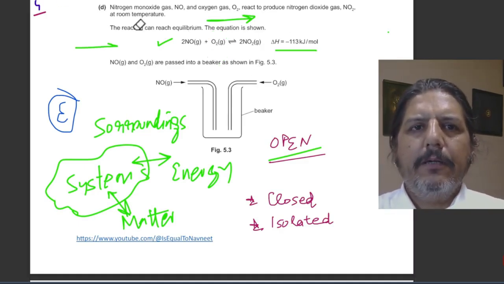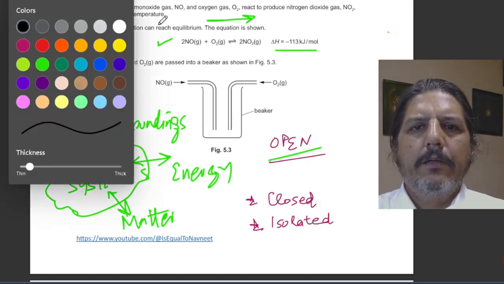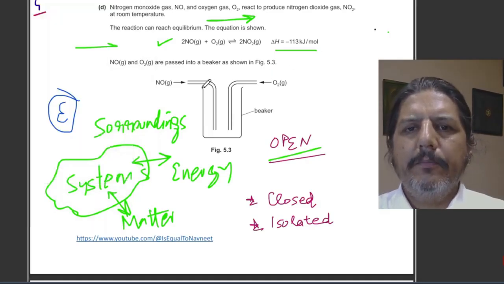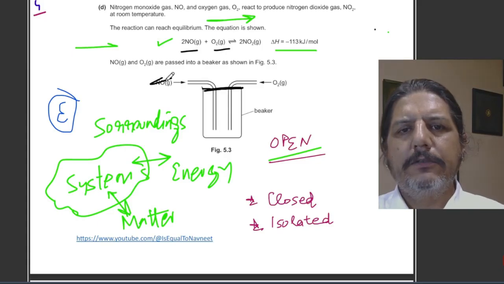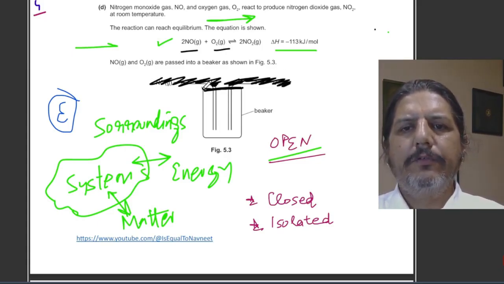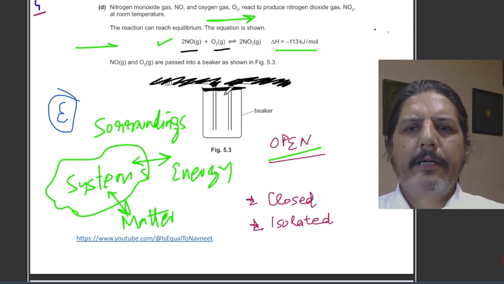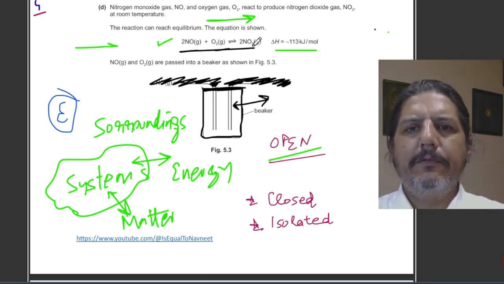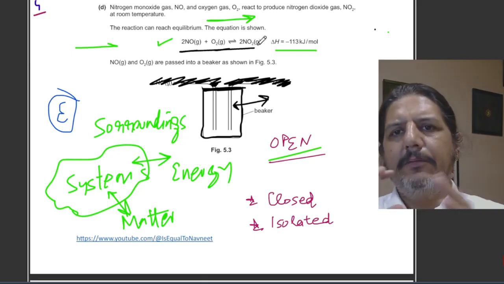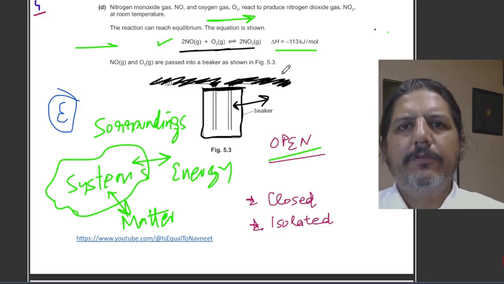I hope this is making sense. The only way you can make this reach an equilibrium position is if you close this. Once you have put the NO and the O2 in the system, then you close the system. Then you close the lid. Now matter can't be exchanged, but the energy can be exchanged with the surroundings. So only then will you have an equilibrium state, a dynamic equilibrium state. Hope this is making sense.